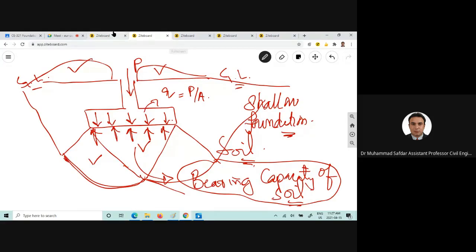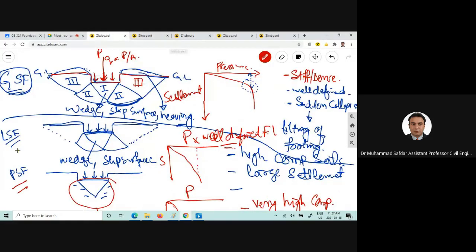Then if we are having a highly compressible soil, and the foundation is placed in that type of soil, then we will experience a wedge here beneath the foundation, and a slip surface beneath the foundation, and we might see slight heaving or bulging of the soil as well. Then if we move towards the punching shear failure, the foundation will be punched into the soil, which means we are dealing with a very highly compressible soil.